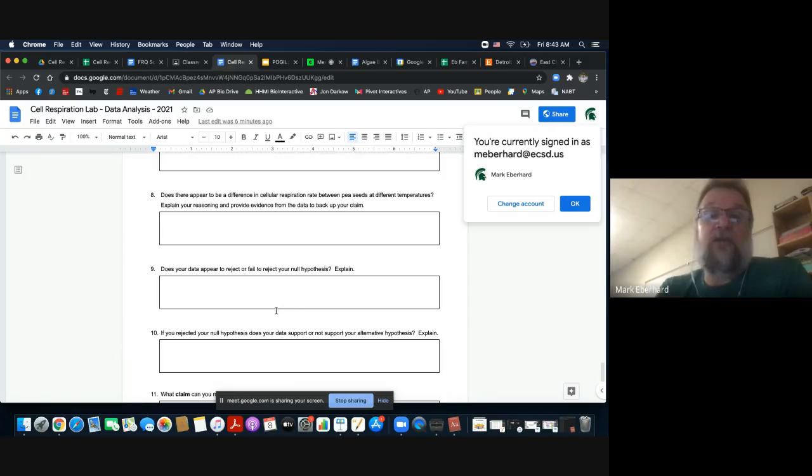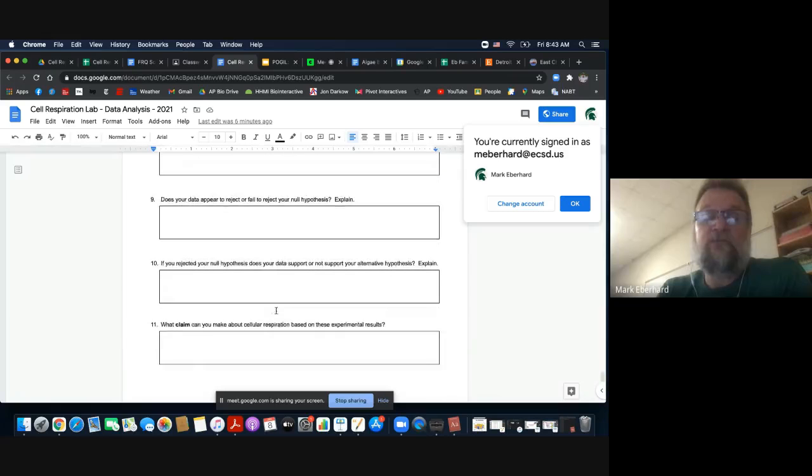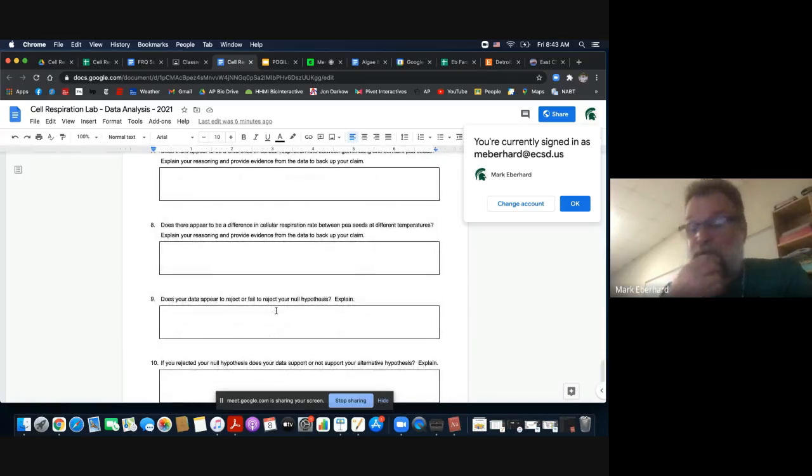Any concerns here on the post-analysis? We should have been able to reject our null hypothesis. Again, you should have used the data to back it up. There was a difference between germinating and non-germinating, and there was a difference between 25 degrees and 10 degrees. So I would have rejected both null hypotheses.